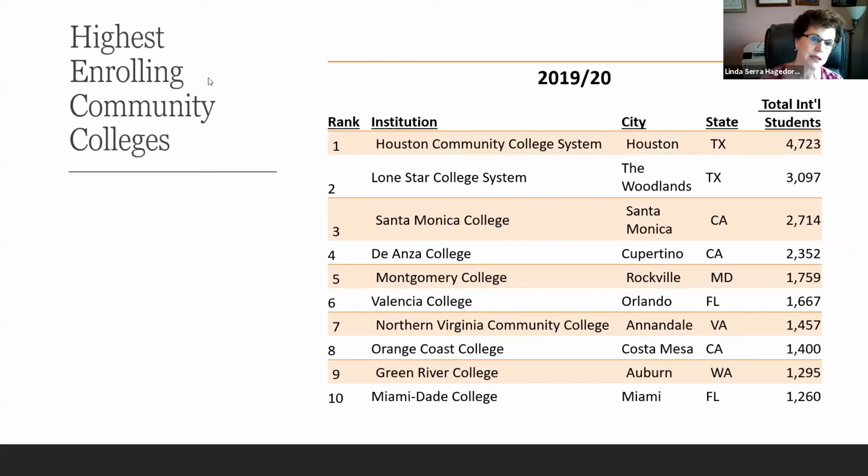But a lot of my work has been done with smaller community colleges that have smaller numbers, and typically in places where the cost of living may be a little less. All right, I'll stop sharing at this point.